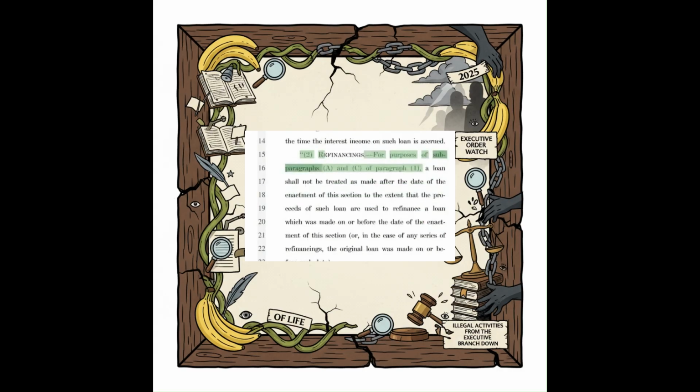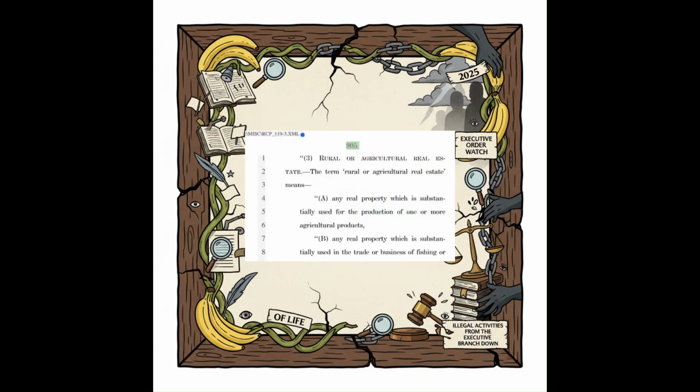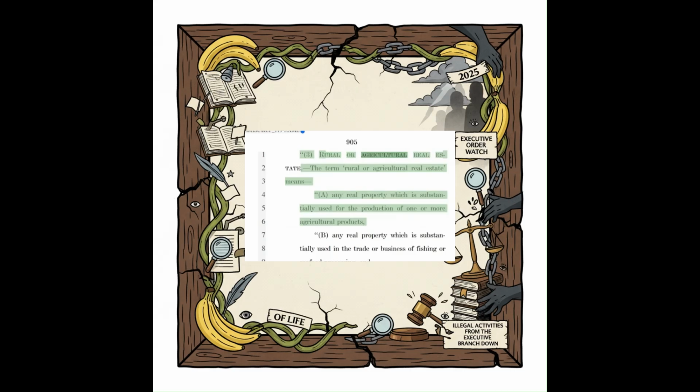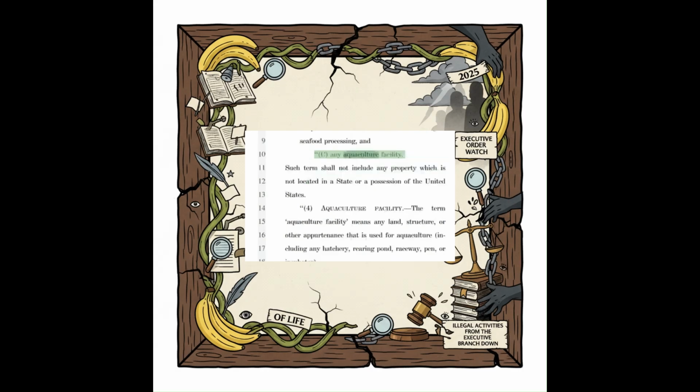R. For purposes of subparagraphs and a paragraph, a loan shall not be treated as made after the date of the enactment of this section to the extent that the proceeds of such loan are used to refinance a loan which was made on or before the date of the enactment of this section. 905. R. Rural or agricultural real estate. The term rural or agricultural real estate means any real property which is substantially used for the production of one or more agricultural products. Any real property which is substantially used in the trade or business of fishing or seafood processing and any aquaculture facility.